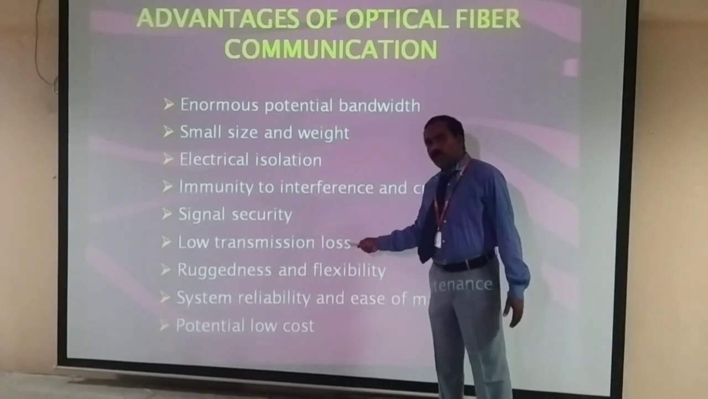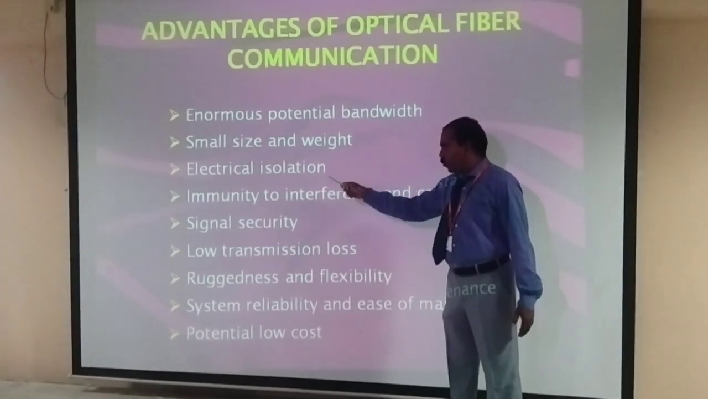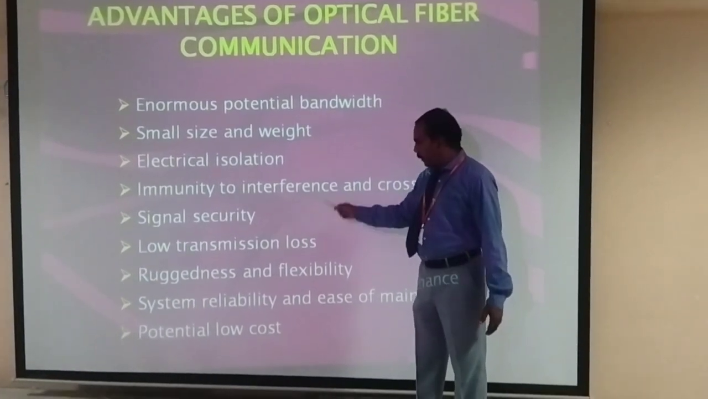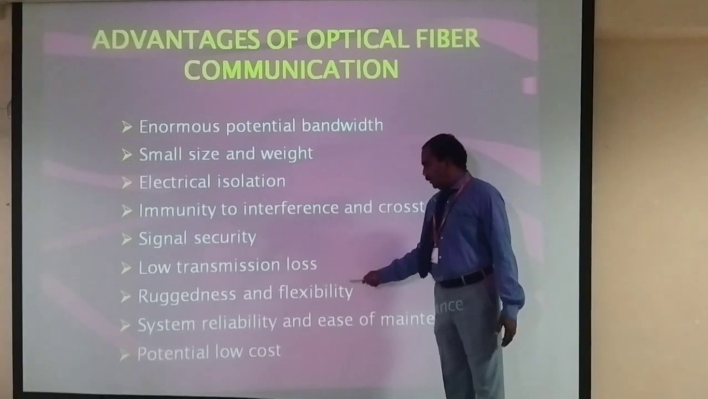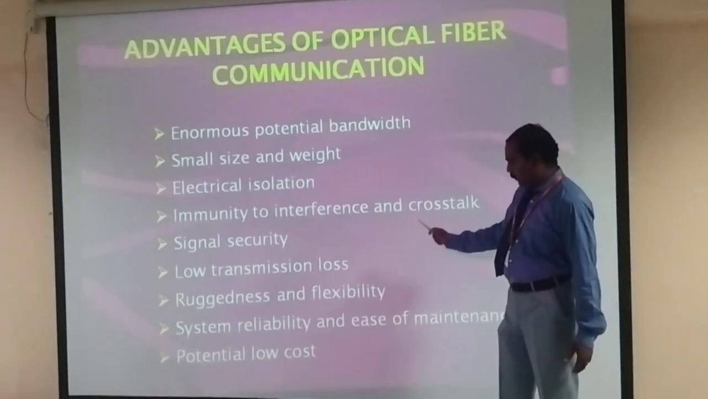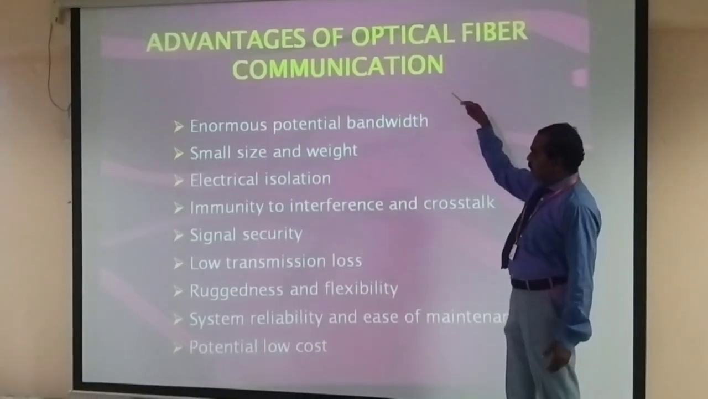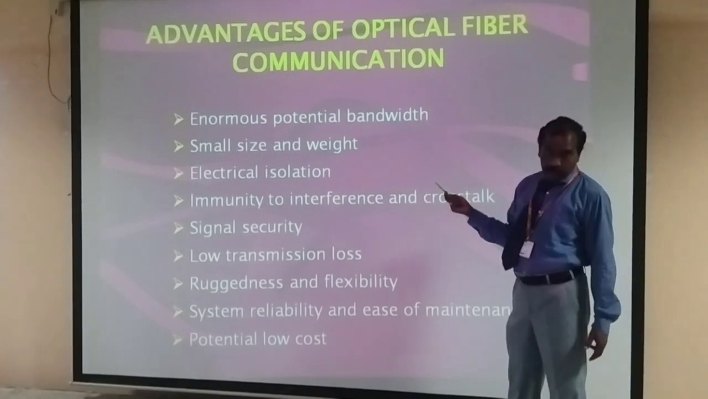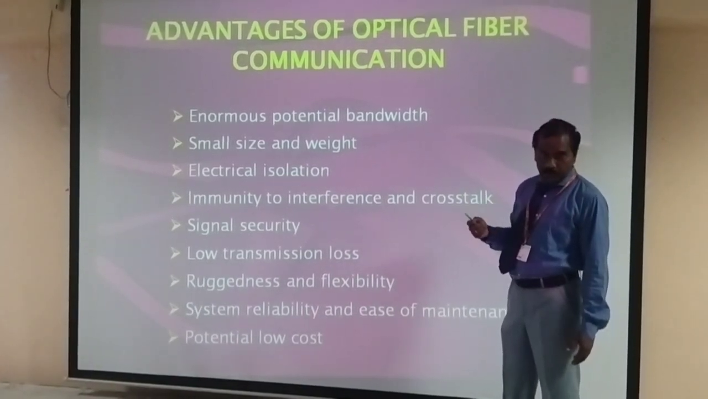Low transmission loss. This is sometimes called the attenuation loss. Attenuation means the loss over a particular distance, and it can be minimized. Ruggedness and flexibility. So this is one of the special applications of optical fiber communication. Next, potential low cost. So using these kinds of advantages, the fiber optic system is very flexible to use for making proper communication.